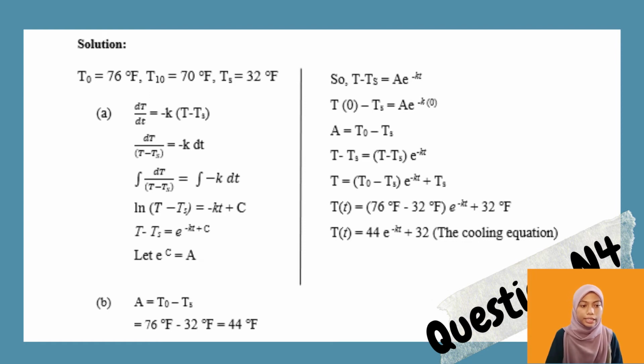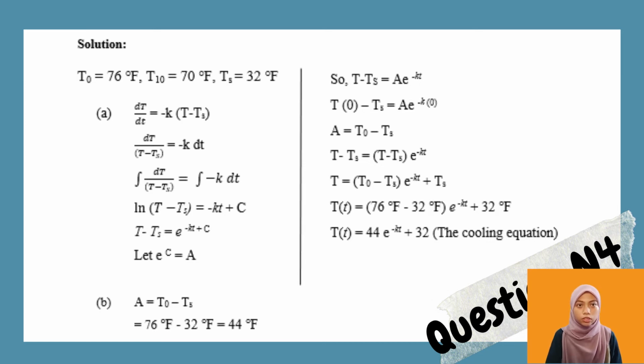First we need to find the A value. To find A, we insert T equals 0. After inserting T equals 0, we get A equals the initial temperature of the body, T0, minus Ts, the temperature of the surrounding. Then we substitute the A value into the cooling equation and arrange it until we get the equation T equals T0 minus Ts multiplied by e to the power of negative KT plus the temperature of the surrounding.